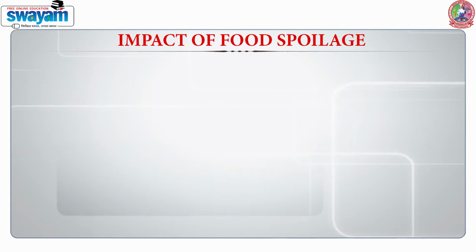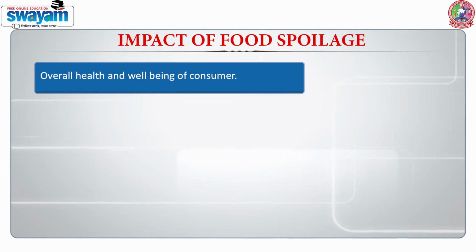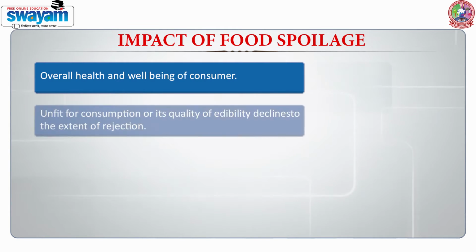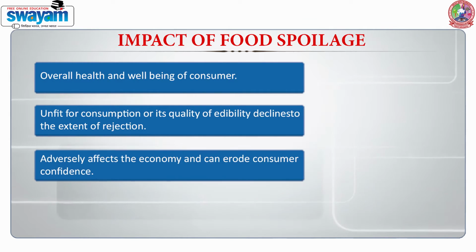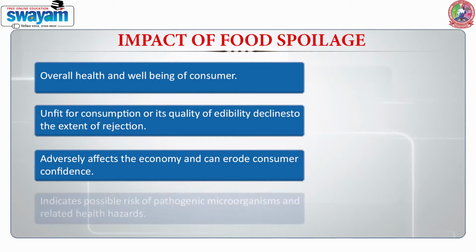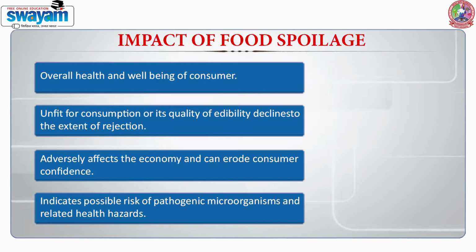Now when this spoilage happens, there is an impact. This impact can be on the overall health and well-being of the consumer. The quality becomes unfit for consumption and the edibility index decreases. Sometimes spoilage also affects the economy of the country and erodes consumer confidence. Spoilage also indicates a possible risk of pathogenic microorganisms and related food hazards.